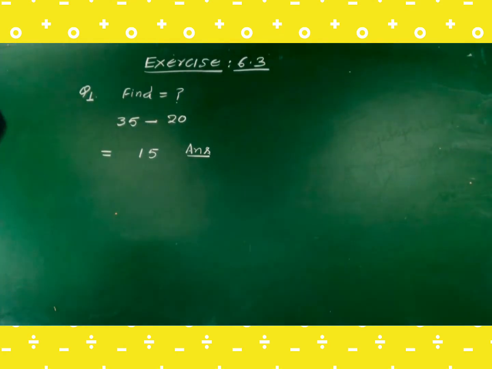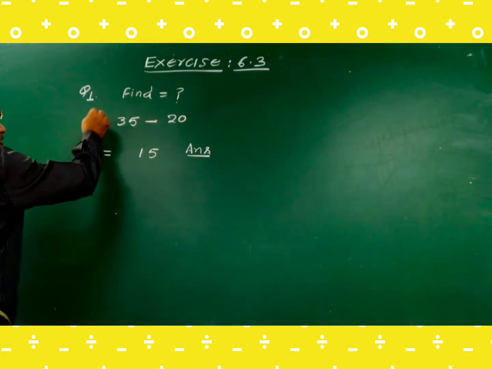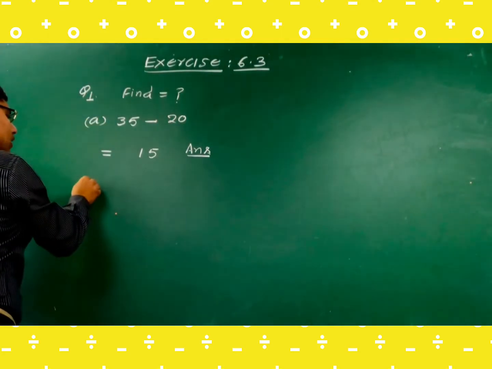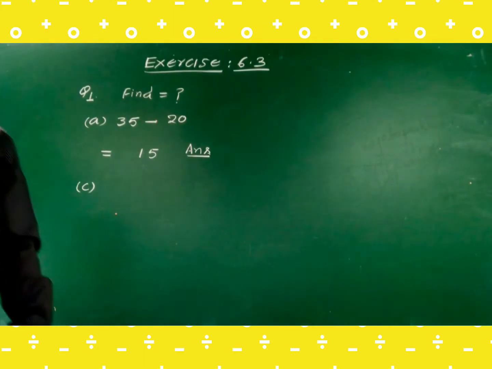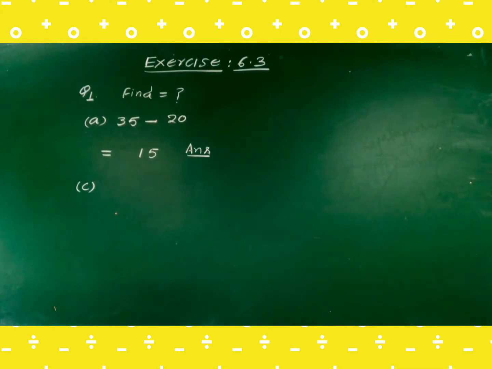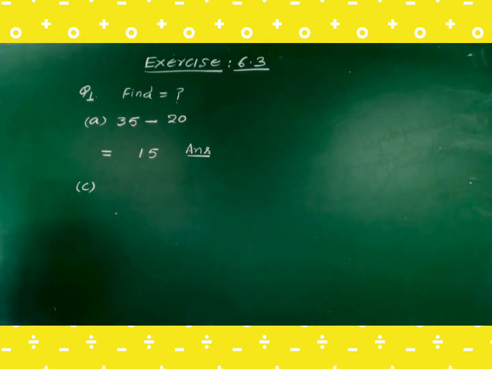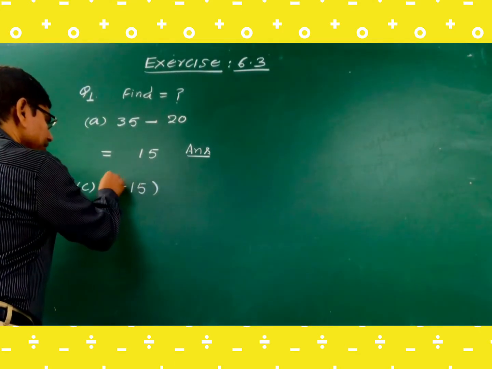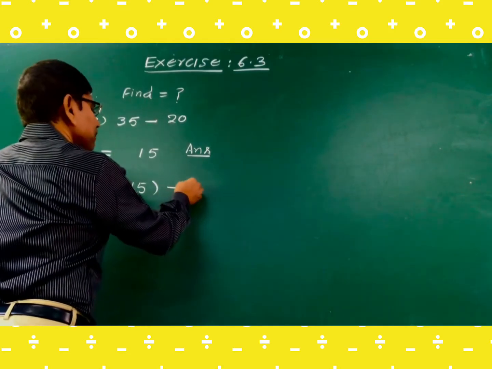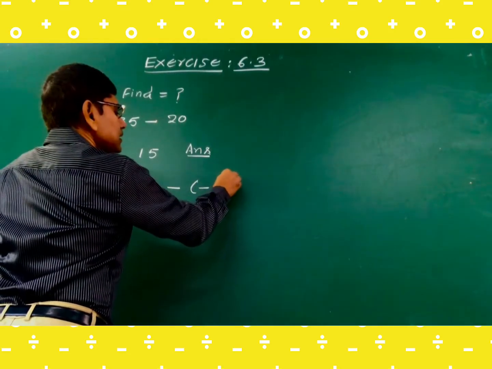Okay, after that the next question is 72 minus 90. You will proceed the same way. And minus 15 minus 18. So what to do in this question? This is part A, and now this one is part C. Part C is minus 15 and minus 18, that is, minus 15 under bracket and minus under bracket 18.